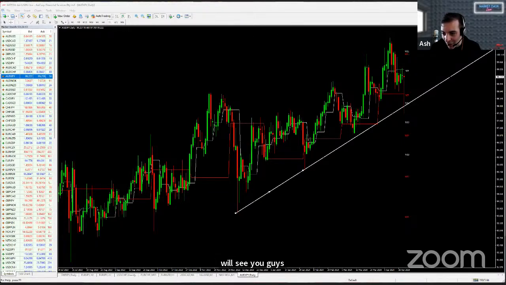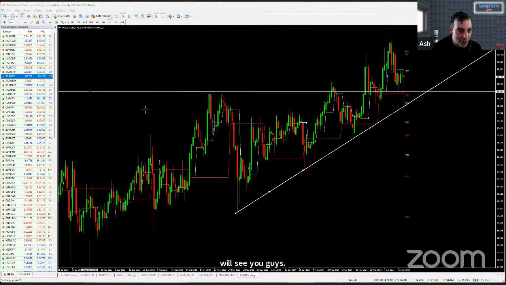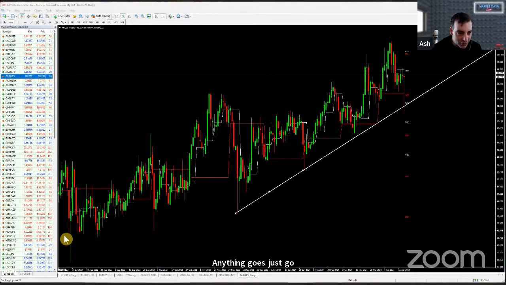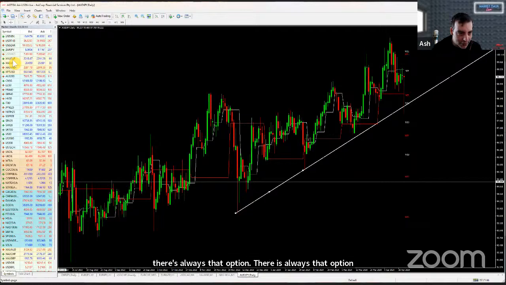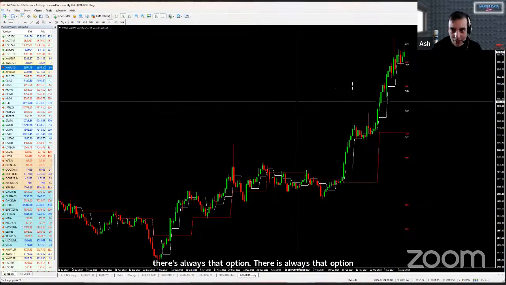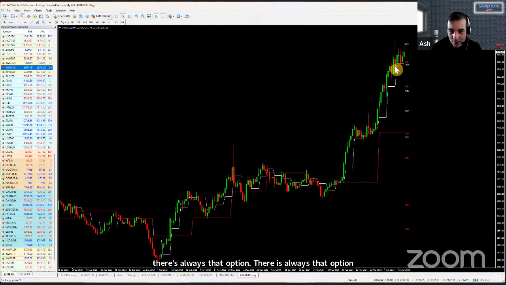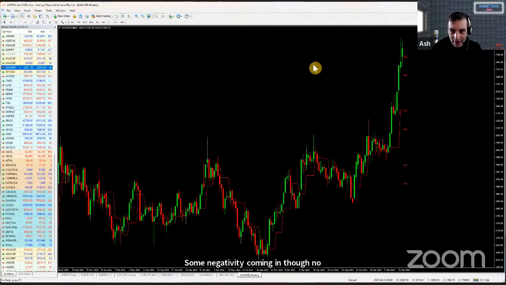Anything goes, just go long gold, Lewis is saying. Well, there's always that option, and gold does seem to be on a bit of a ripper right now. Some negativity coming in though, no question. Gold's just not attractive when it comes down to price. That's the big problem, and the parabolic move has not helped. So even that is going to be no picnic.